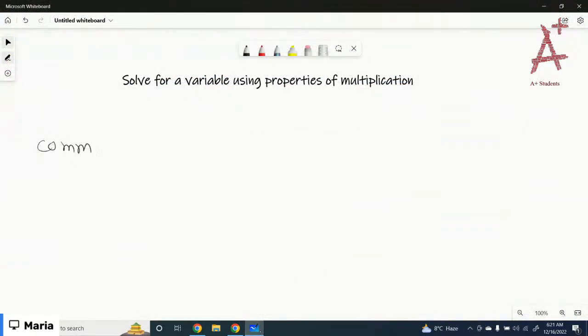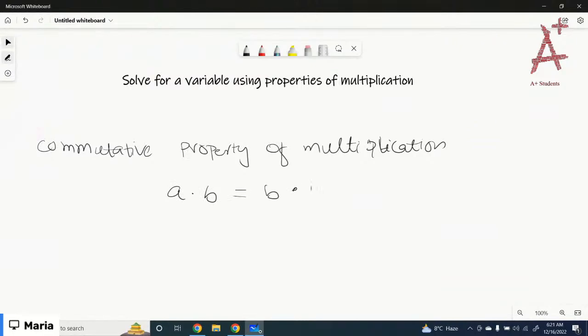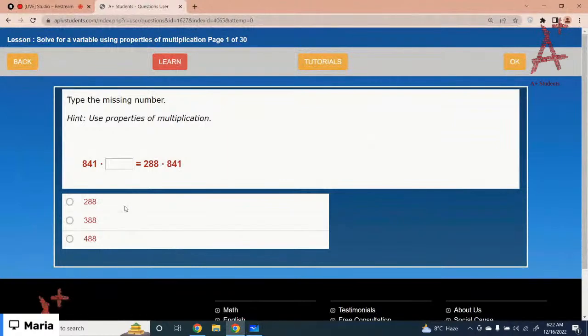That is the commutative property of multiplication. That is a times b equal b times a. That means on both the sides the numbers are the same and the order doesn't matter. Got it? If you do 4 times 5 or 5 times 4, both have the same answer, it would be 20. So the order in case of multiplication doesn't matter. Got it?